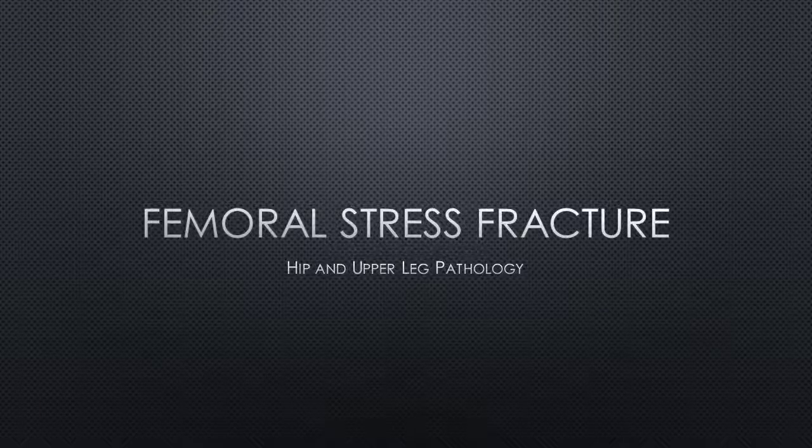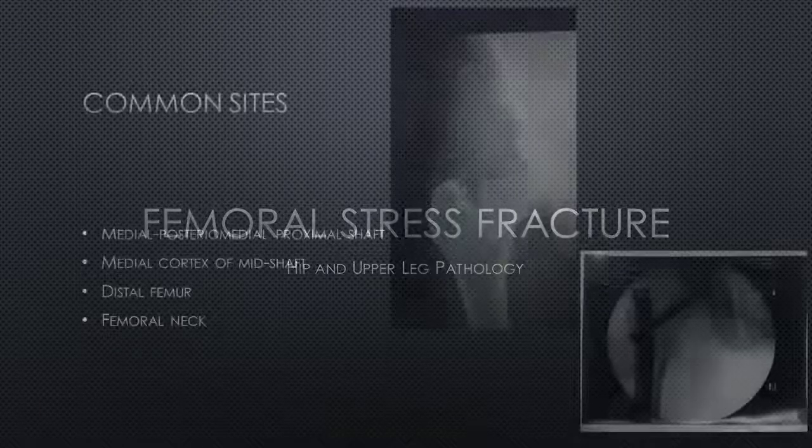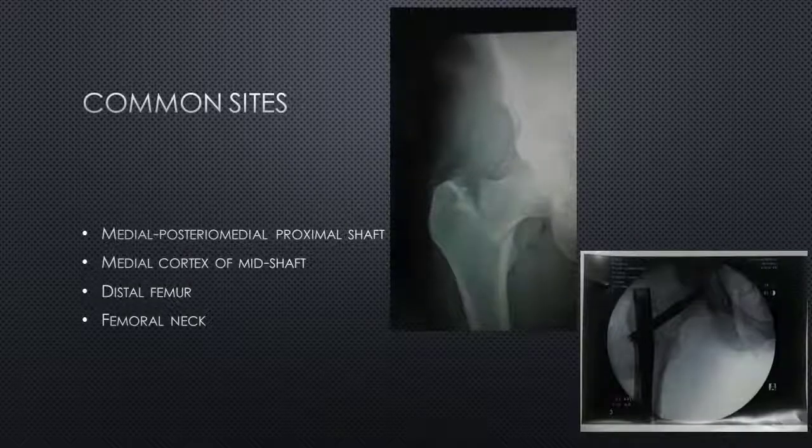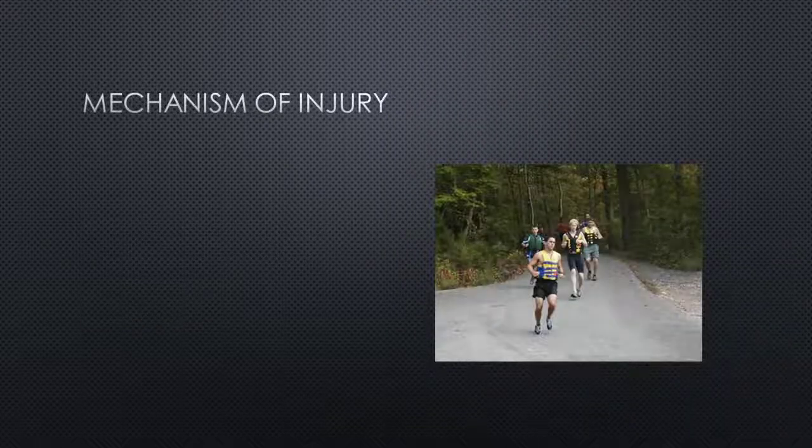Femoral stress fractures can occur anywhere along the femur. Common sites include the medial, posterior medial proximal shaft, medial cortex of the midshaft, the distal femur, but the most common spot is the femoral neck. The mechanism of injury is going to be weight-bearing.